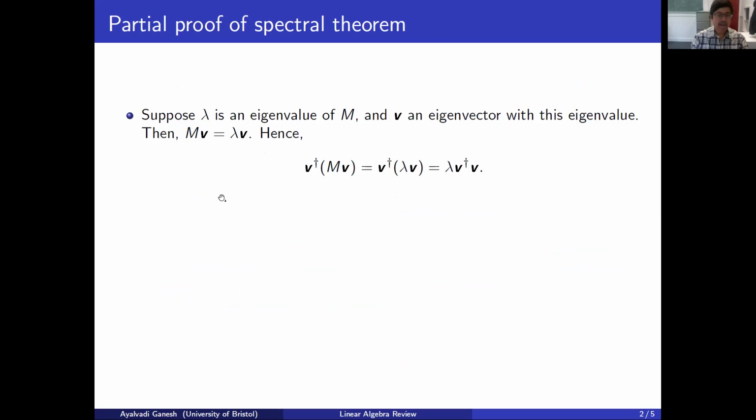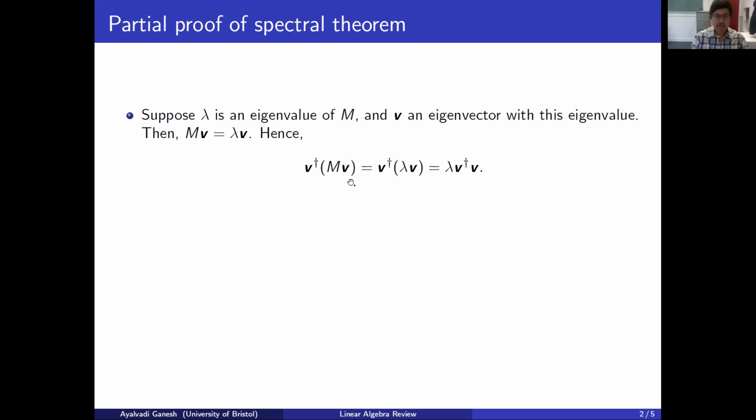Okay, so we'll prove most of this theorem, taking a little bit for granted. First we'll show that the eigenvalues are real. Suppose lambda is an eigenvalue of the matrix M, and V is a corresponding eigenvector. By definition of eigenvectors, MV is lambda times V. Now let's multiply both sides of this equality by V dagger. So we get V dagger times MV is V dagger times lambda V. Lambda is a scalar, so it commutes with matrix multiplication. So this is just lambda times V dagger V.